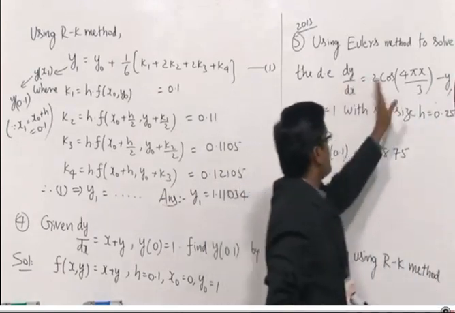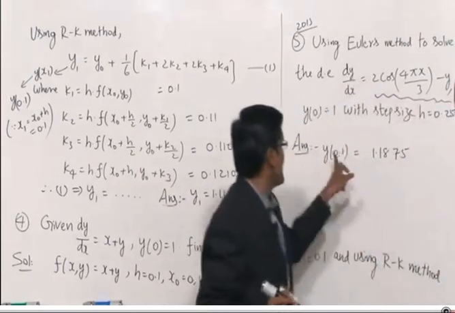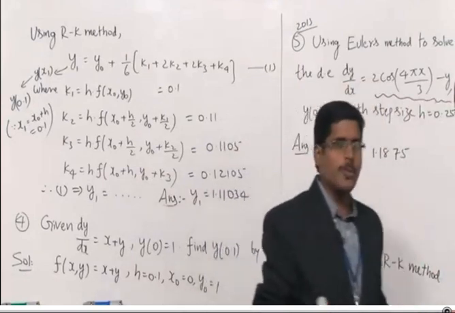So it is already standard form. This term is nothing but your f of x comma y. X naught value 0, y naught value 1, h value 0.25. Look at your first problem in Euler's method.